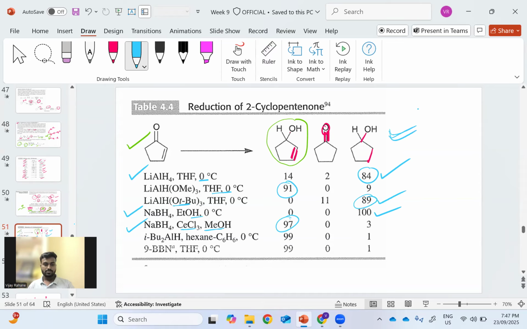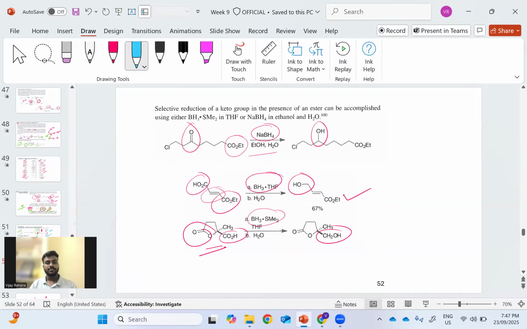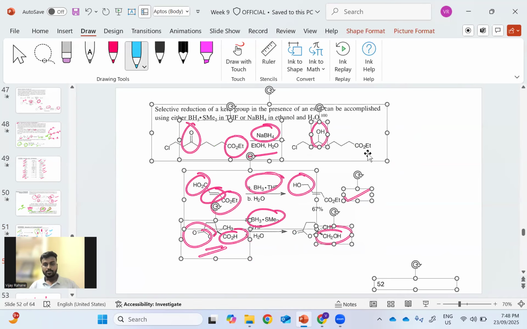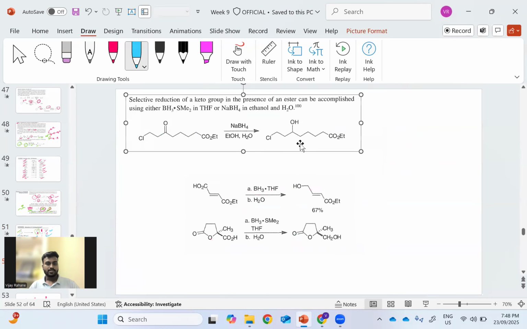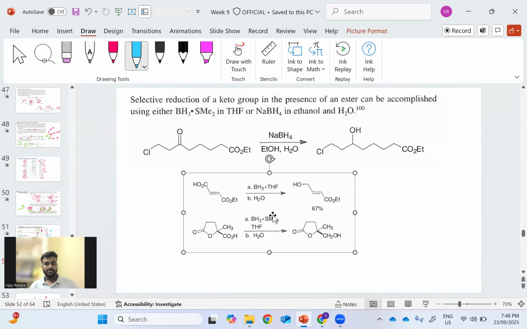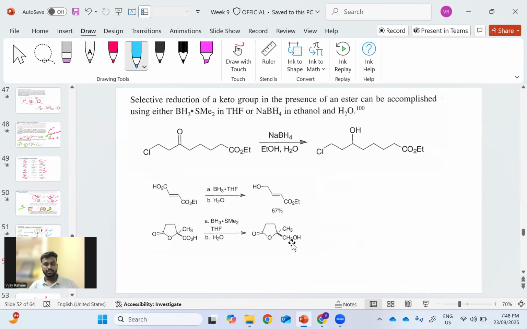So this is some reagent combination. If you use 9-BBN in THF, in that case also we get 99% reduction of the carbonyl compound selectively, keeping the alpha-beta unsaturated double bond intact. So please have a look at this table. And here are some examples with some different reducing agents. So you can have a look at these problems. I will just keep this problem, so you can refer to it. I don't think I really need to discuss this one.